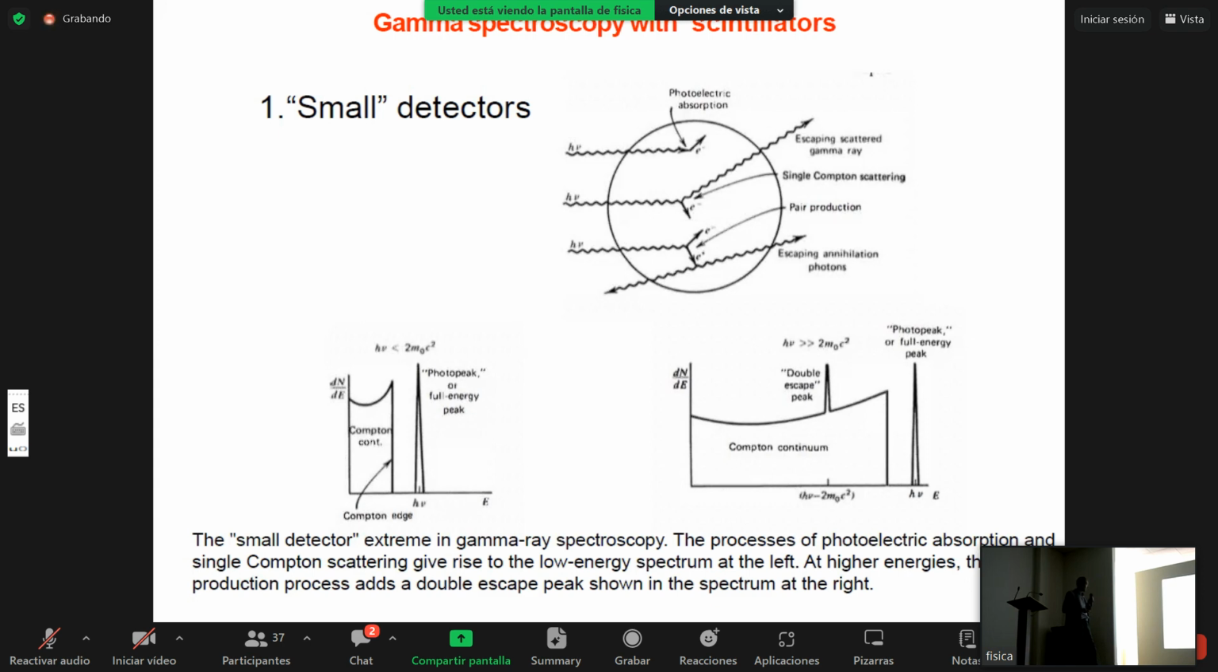So in this case, you will have the same picture like this, but you will see this peak which happens here. This peak is called the double escape peak, and it appears in this picture because two gamma rays are escaping from your detector, and you lose this energy information.